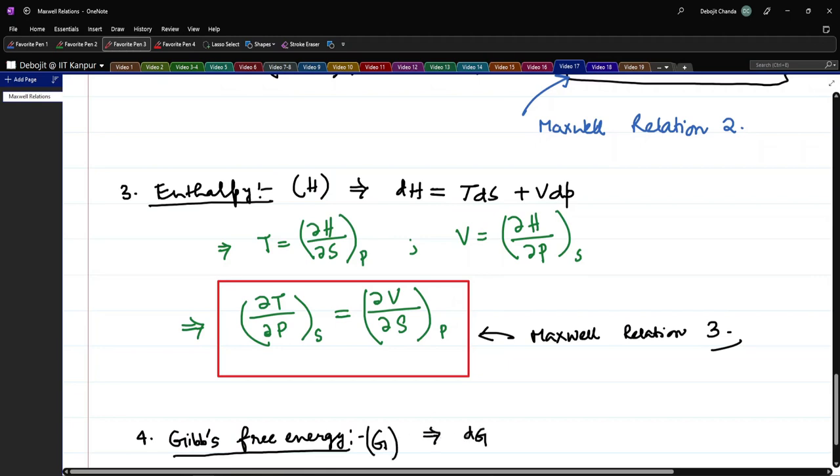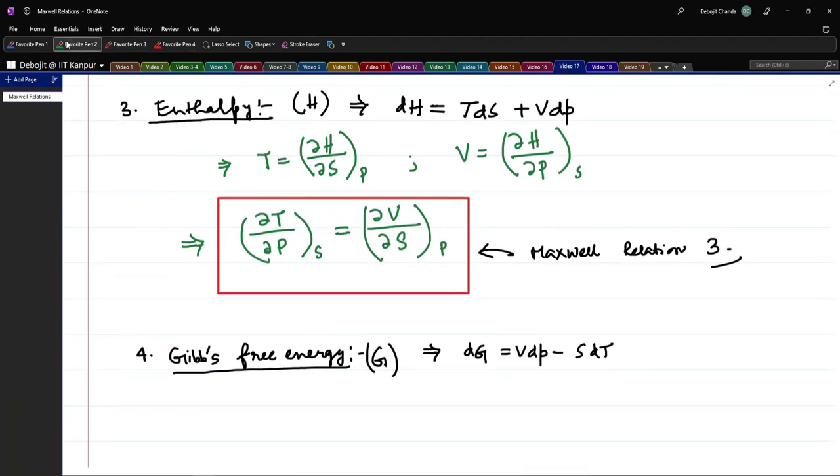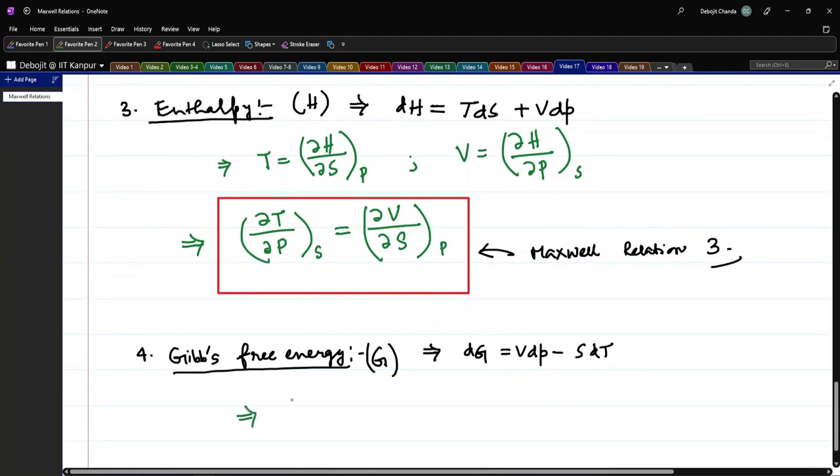You can write dG equal to VdP minus SdT, and from that we obtain del G del P at constant T is equal to V, and del G del T at constant P is equal to negative S.